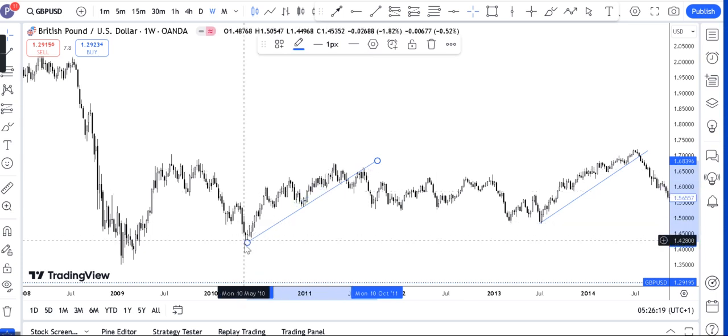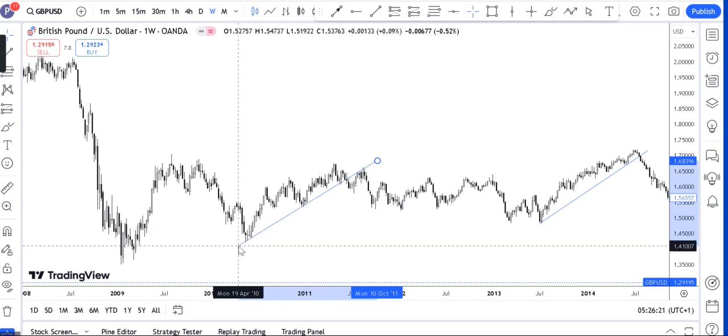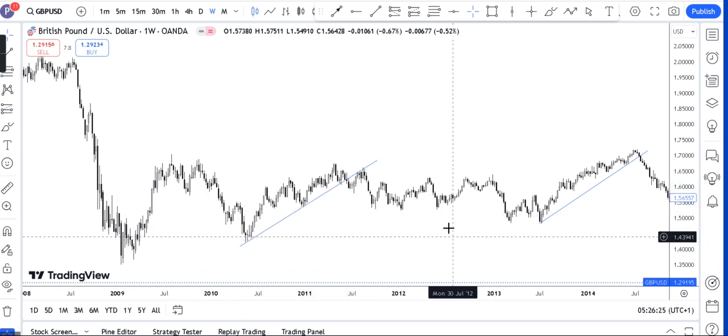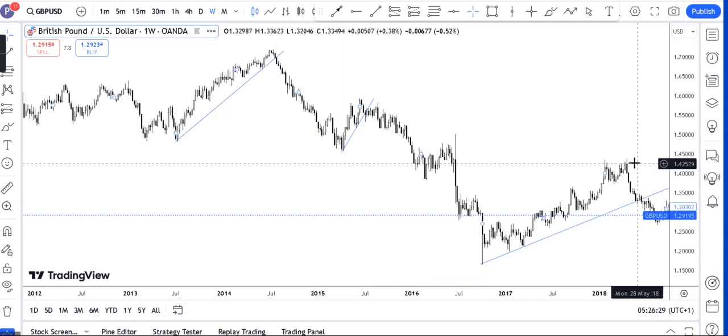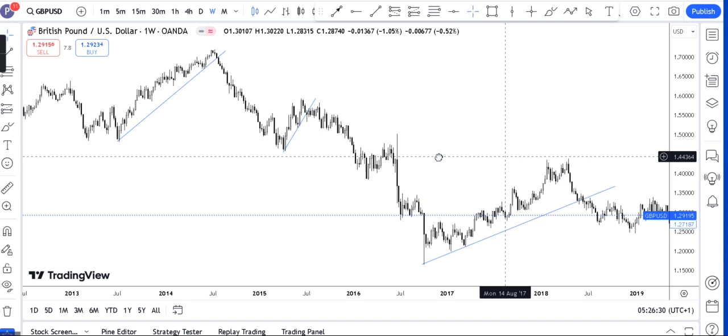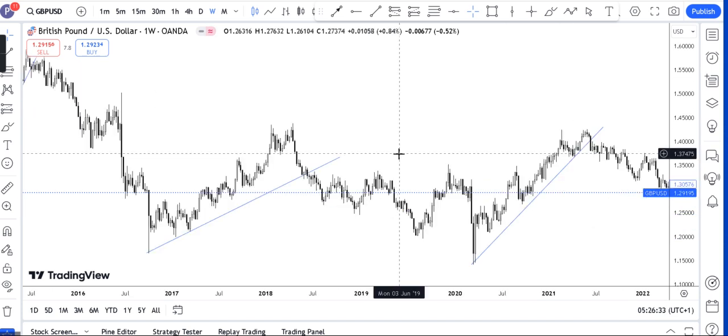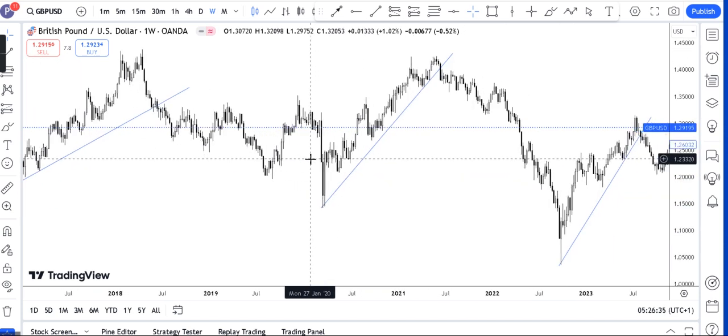So this is how to connect your trend line, basically. Now, all of these trend lines are how to connect trend lines to understand the selling pressure of the market.